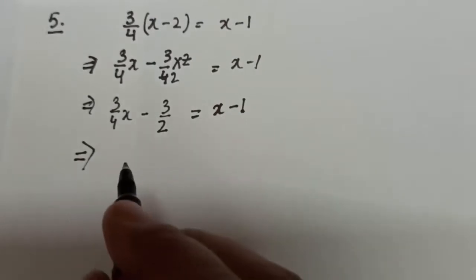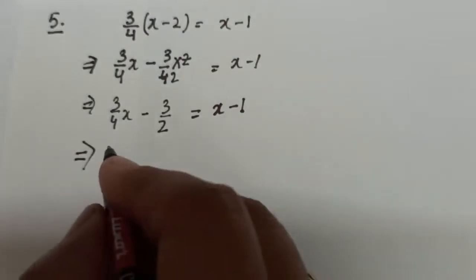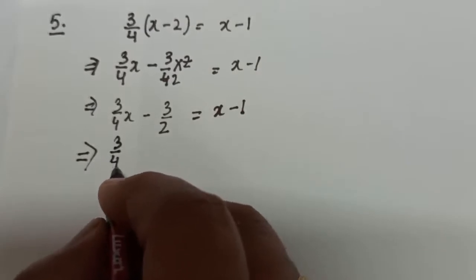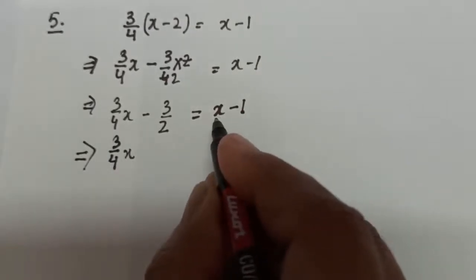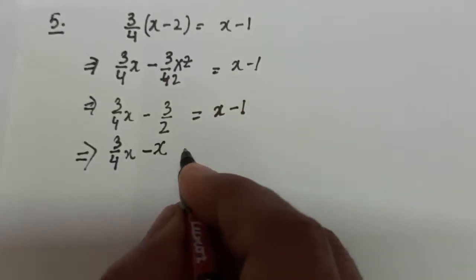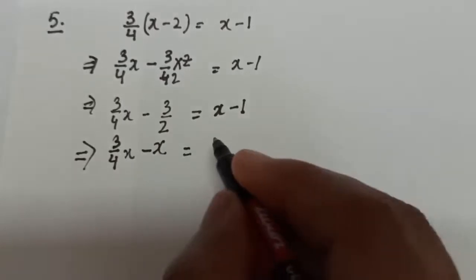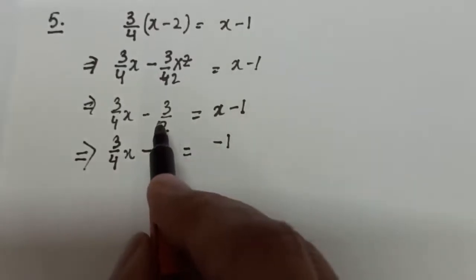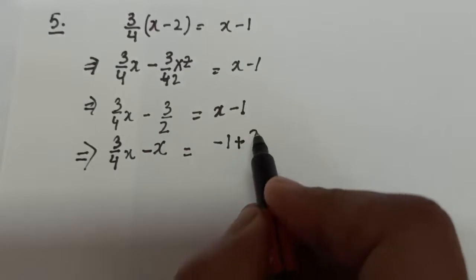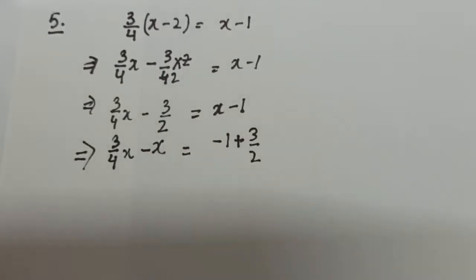So x will be written in one side and numbers on the other side. 3 upon 4x, this x will come to this side as minus x is equal to minus 1, and this minus 3 upon 2 will become plus 3 upon 2 to this side.